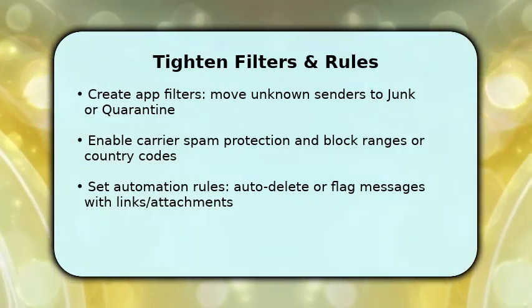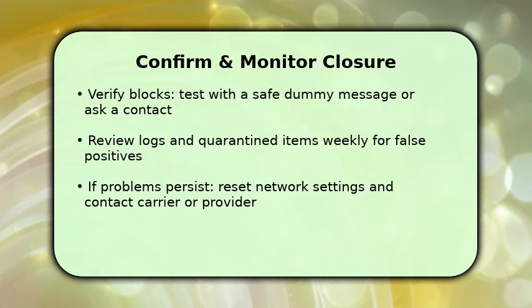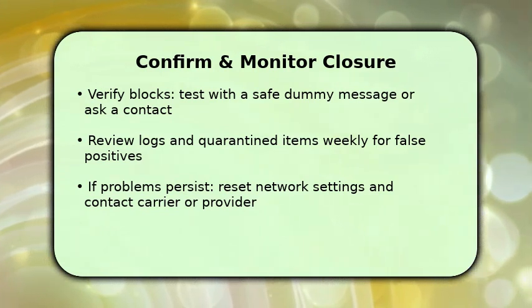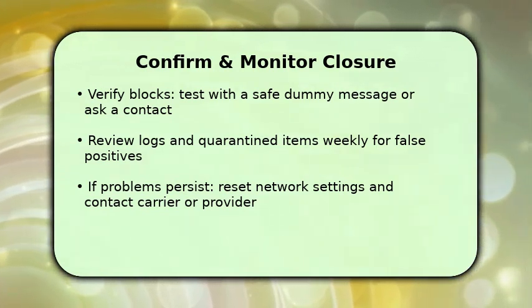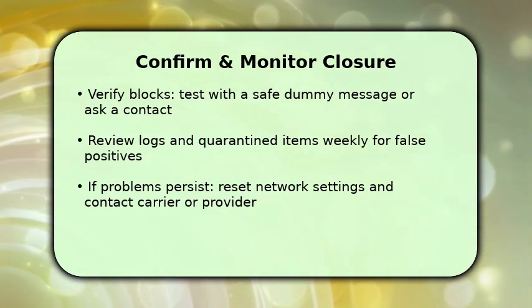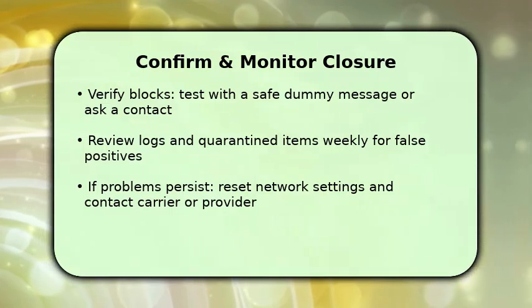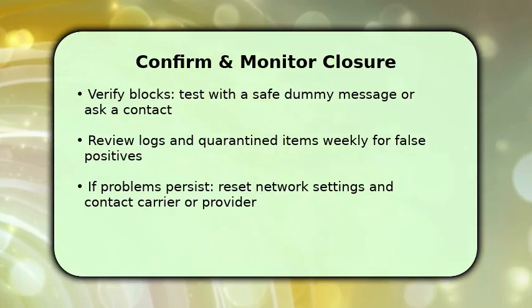Send a safe test from a secondary number or ask a friend to check delivery and confirm the unknown messages are blocked or quarantined. Once confirmed, review your junk/quarantine folder weekly to catch false positives and adjust rules.